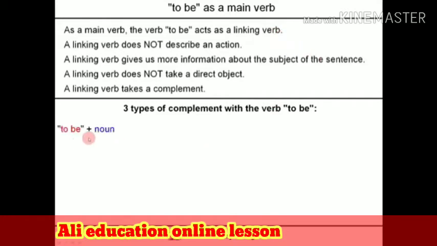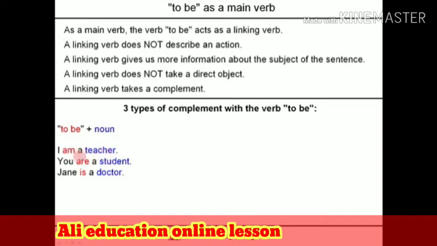So we can have to be followed by a noun. Here are three examples. I am a teacher. You are a student. Jane is a doctor. So here we have the verb to be as a main verb, as a linking verb. And there is no direct object. Teacher is not a direct object of the verb to be. It is a complement, and it is in fact called a subject complement.